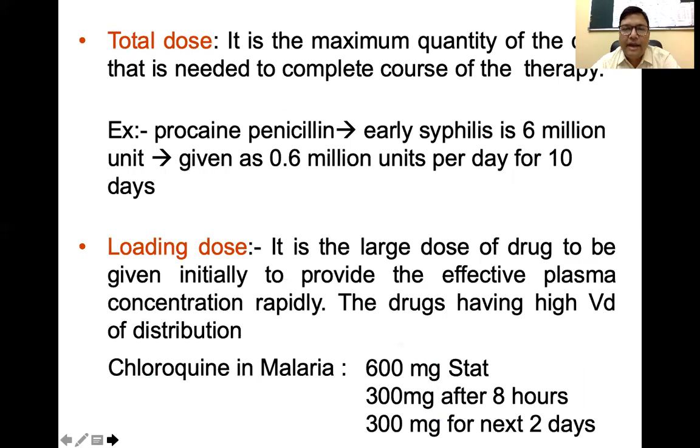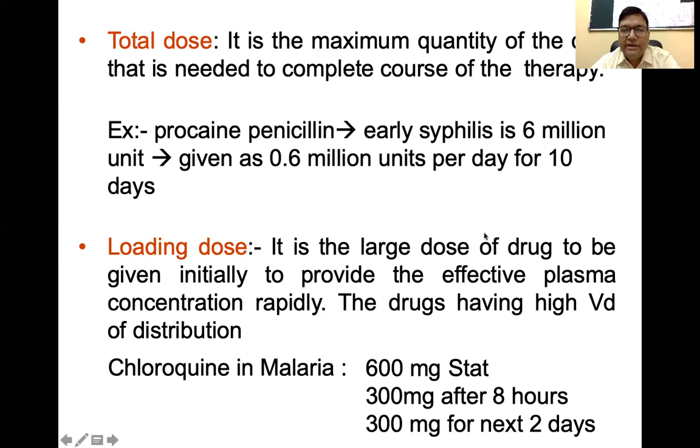Total dose is the maximum amount of the drug that has to be administered or needed to complete the course of the therapy. For example, procaine penicillin, the total dose for early syphilis is 6 million units. So we have to give 0.6 million units per day for 10 days to complete the total dosing.